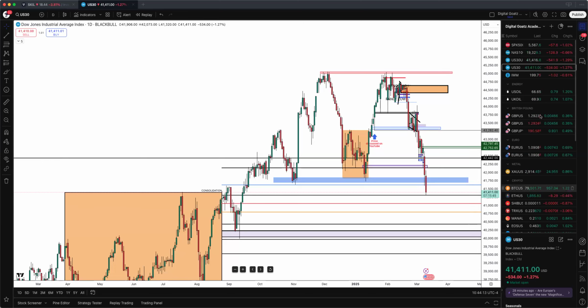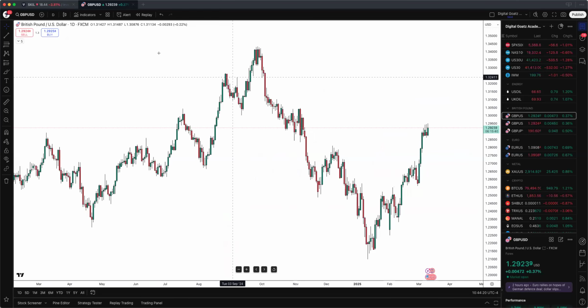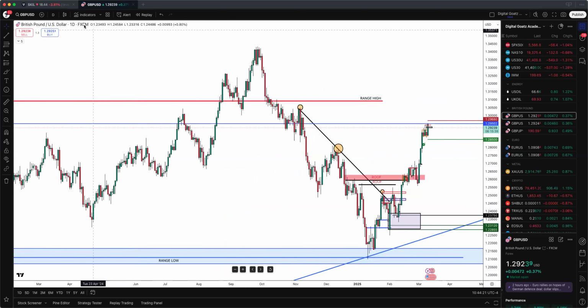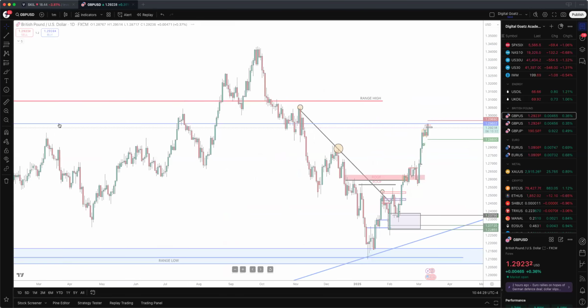Let's look at GU again. So the one thing I like is that on the higher time frame, they're at the points where they were aggressively either bullish or bearish. US 30 was aggressively bearish. GU was aggressively bullish. Yeah, this thing is gonna come down, but it's slow.